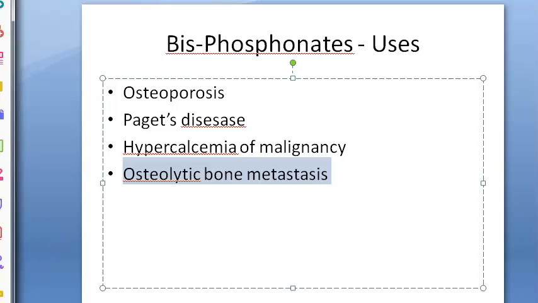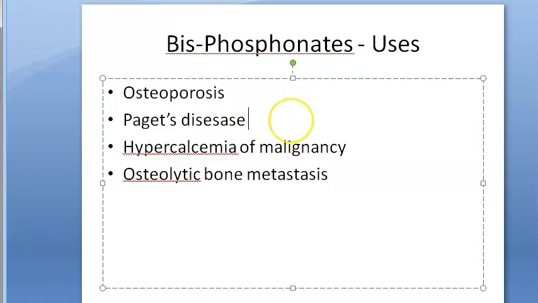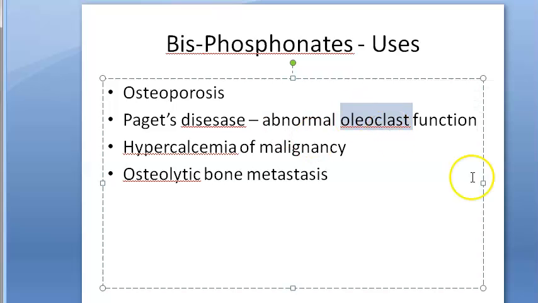So basically in Paget's disease, what will happen? There will be abnormal osteoclast function. Do you know what osteoclasts are? These are going to break the bone. So osteoclasts are destructive. If there is any abnormal osteoclast function, there can be Paget's disease, then you give bisphosphonates to protect the osteocytes, that is the bone cells.